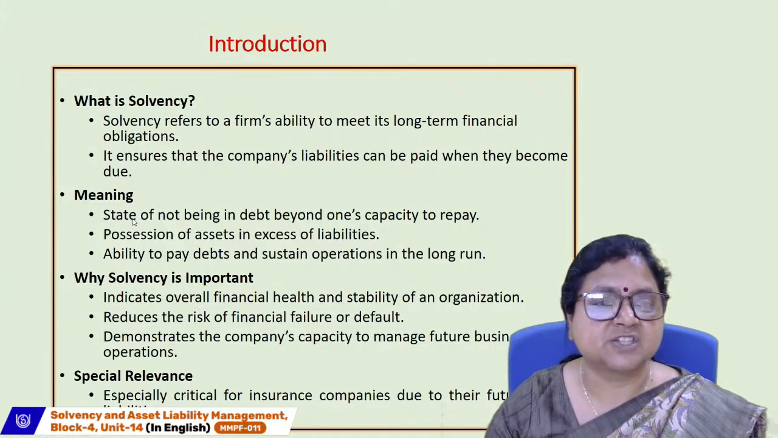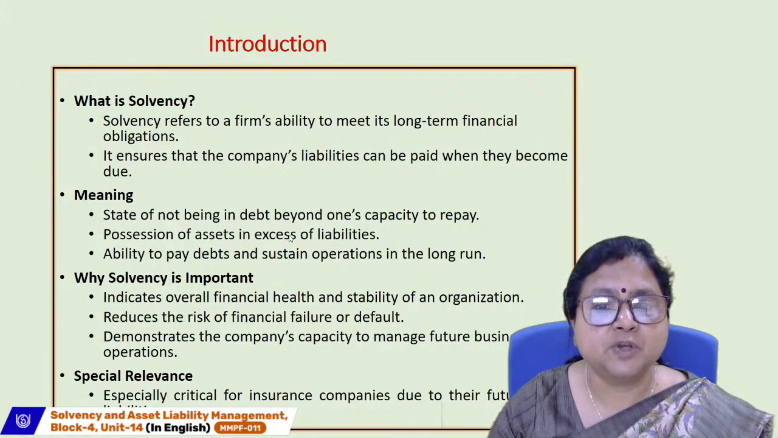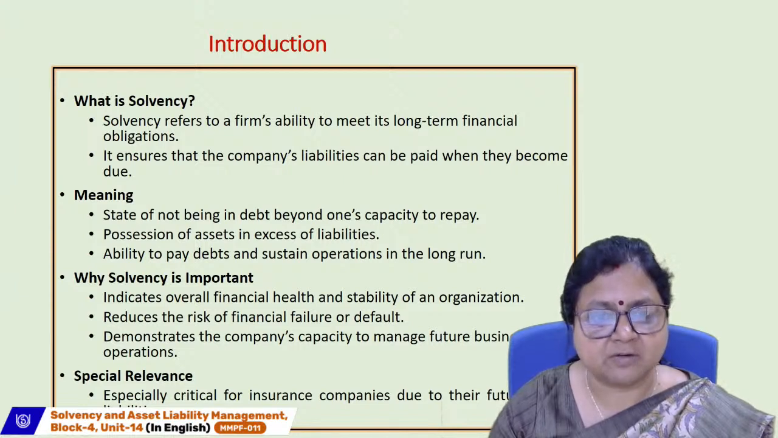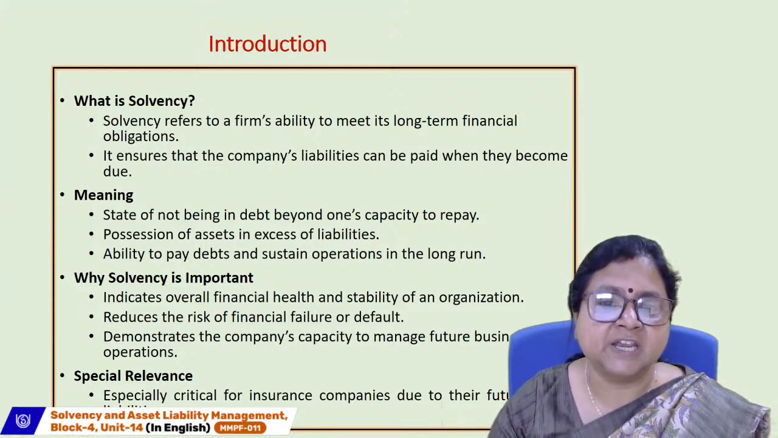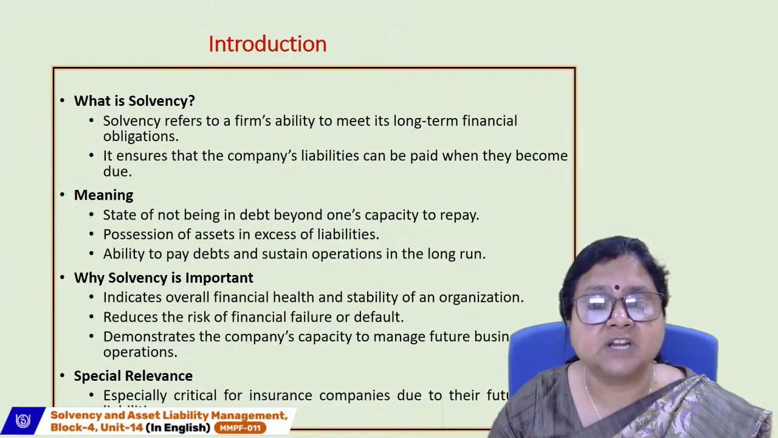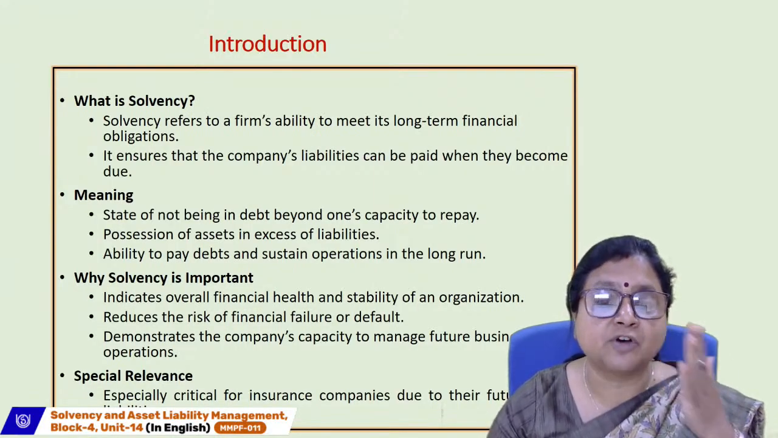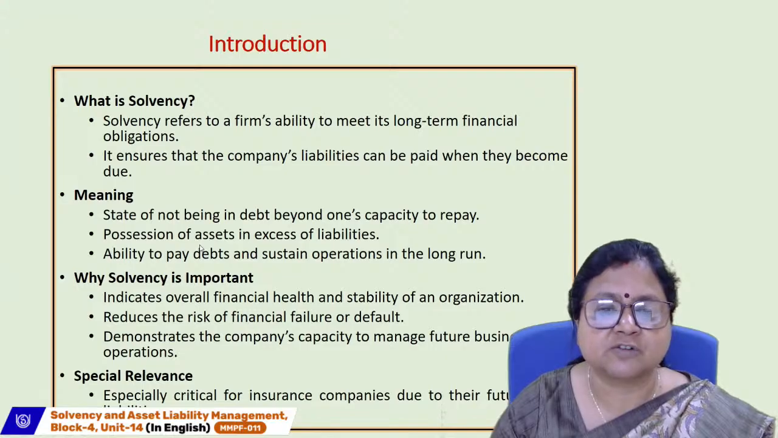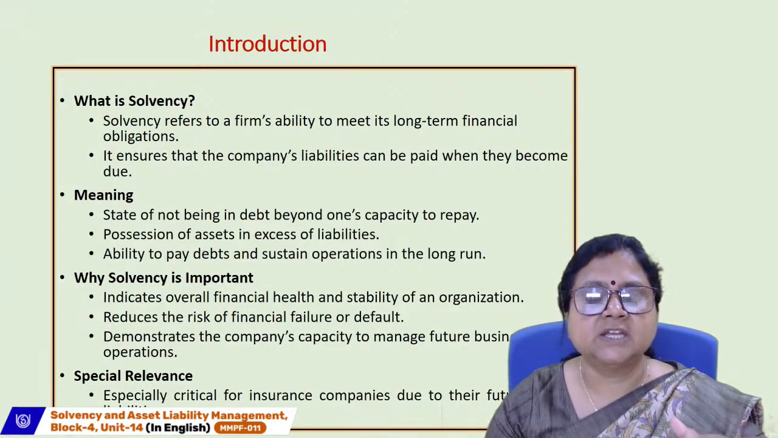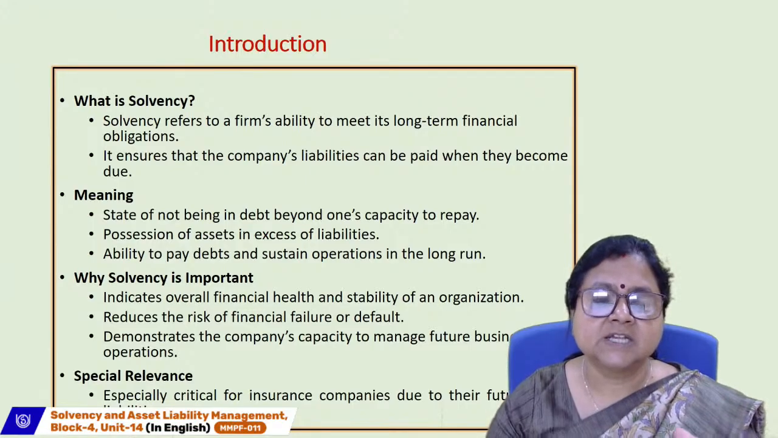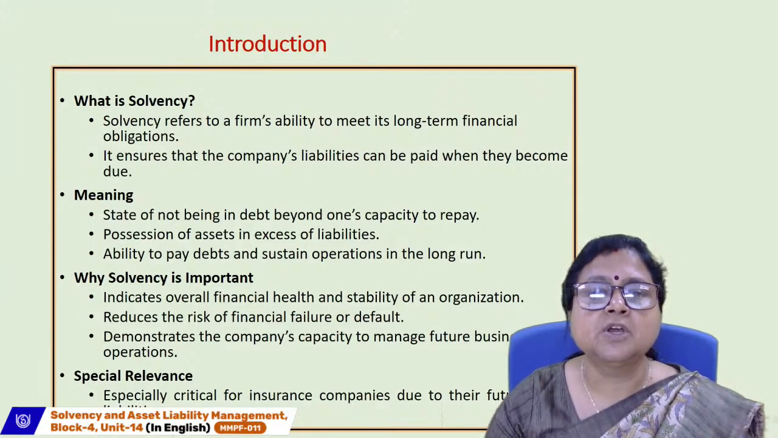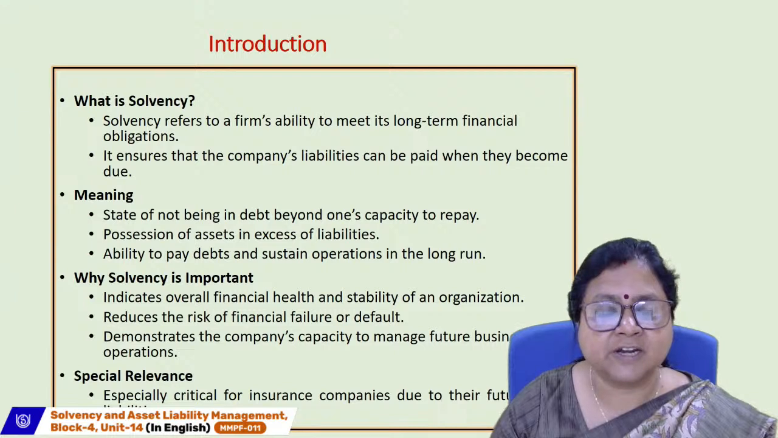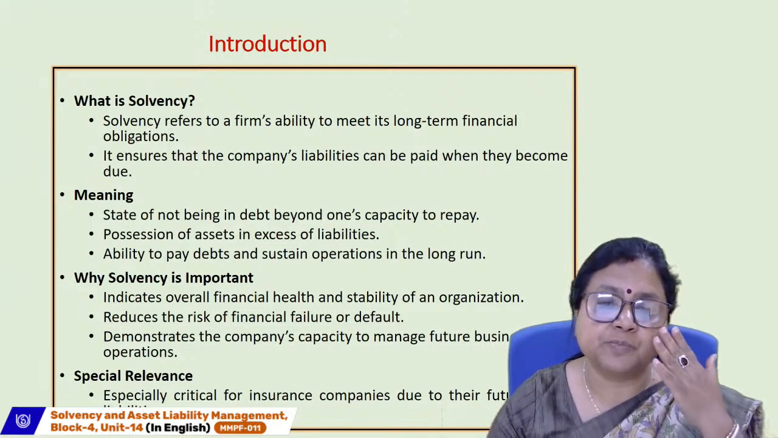So solvency is a state of not being in debt beyond one's capacity to repay. That means the company is planning in advance the amount that has to be paid in future, so that it will not become a defaulter when the time for repayment comes. And it means possession of assets in excess of liabilities. That means the liquid assets should be more than the liabilities, so that the company can pay off its liabilities when the time for the due payment has to be made.